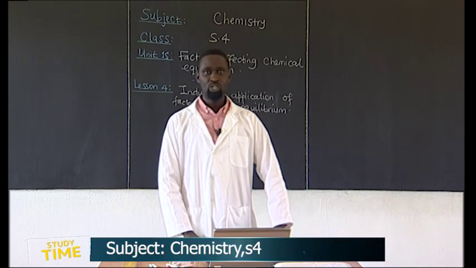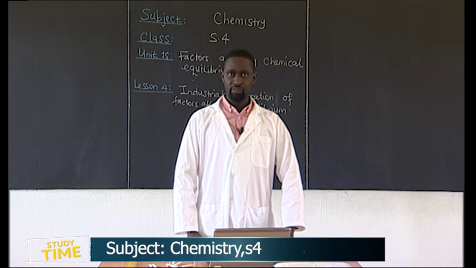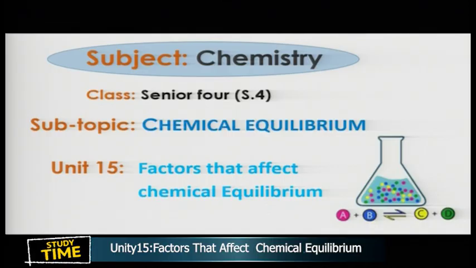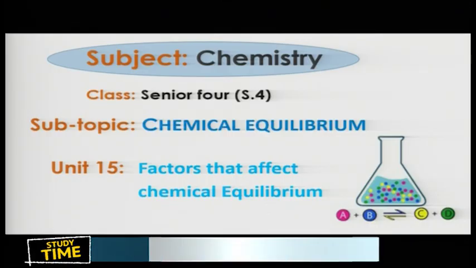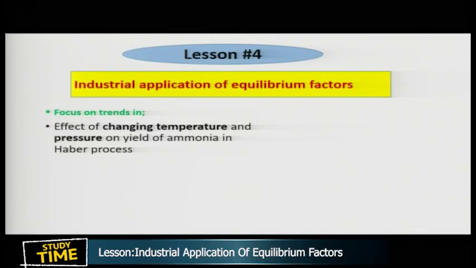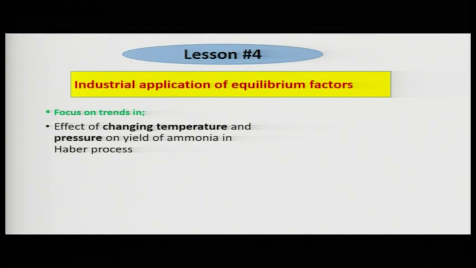I hope you're fine. So we are concluding our Unit 15, which is about factors affecting chemical equilibrium, and that is the subtopic of chemical equilibrium. As usual, I always highlight what we are to look at, and the key terms and objectives. This lesson, lesson 4, we are going to look at industrial application of the factors affecting chemical equilibrium, with much emphasis on the factors that affect ammonia production, and that is change in temperature and change in pressure. So we are going to be looking at how changing temperature and pressure affect the yield of ammonia in the Haber process. That is ammonia production in industries.